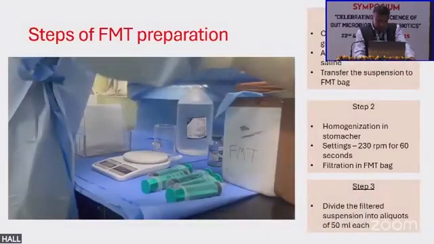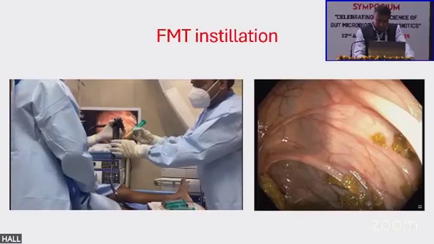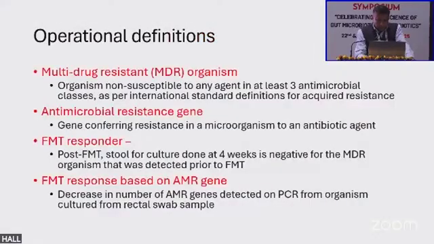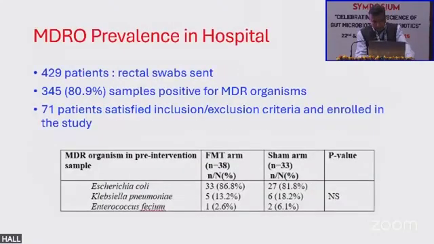So these are the stages of FMT. I'm not going to go through it. We have had the keynote speaker talking about it. And the operational definition for FMT responder was that post-FMT stool culture done at 4 weeks is negative for MDRO. The second thing was to test for AMR gene depletion, whether AMR genes decrease, with the help of PCR, and what is the reduction in log.